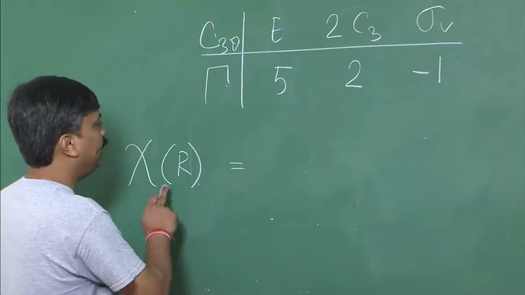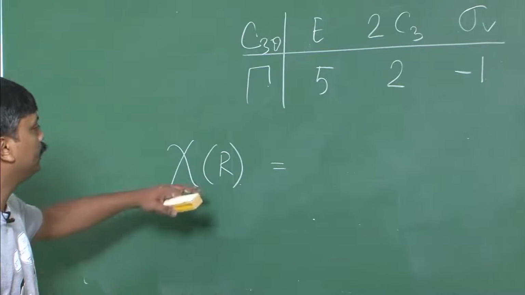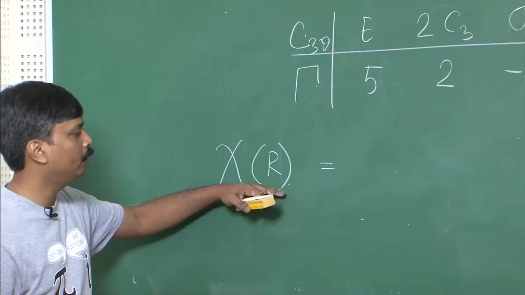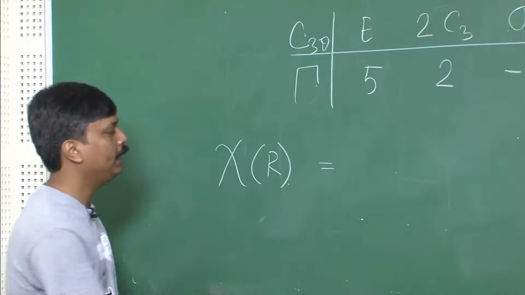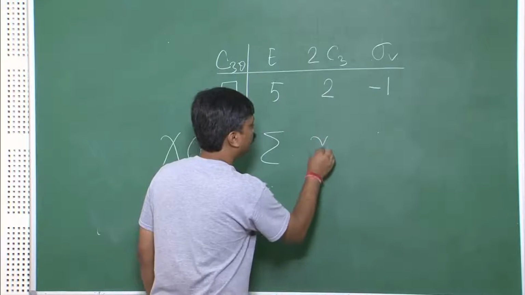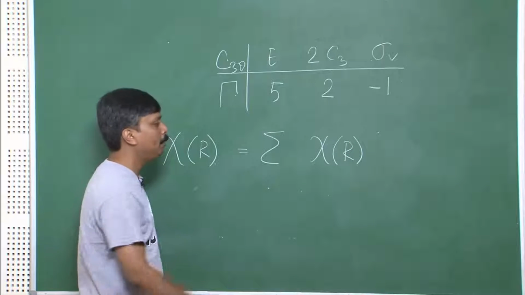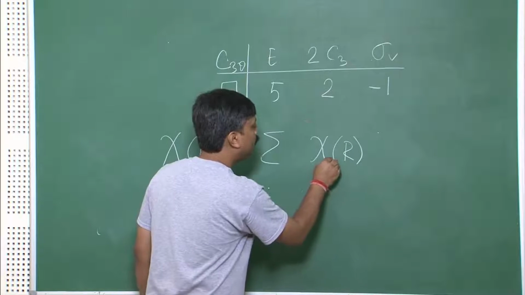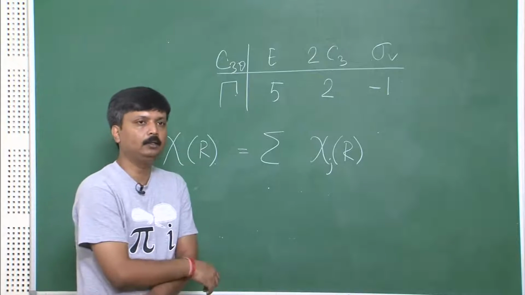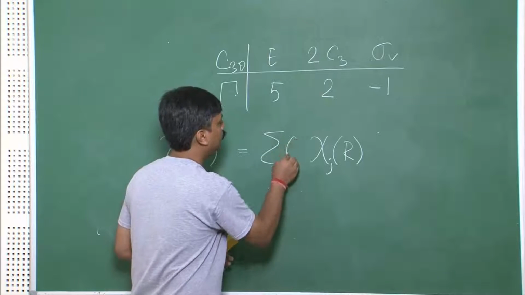So I can write the character for any given symmetry operation for a reducible representation as the sum of the characters of the same symmetry operation belonging to any particular jth irreducible representation. Suppose I am worried about any jth irreducible representation, then I may have some particular number.